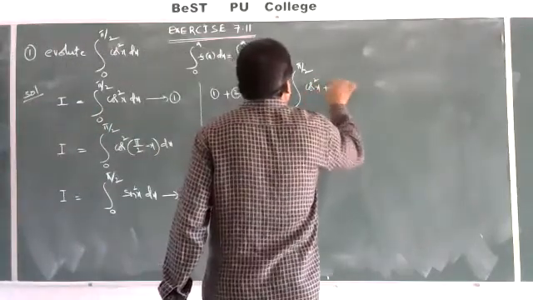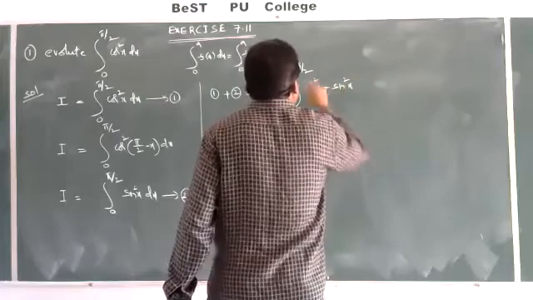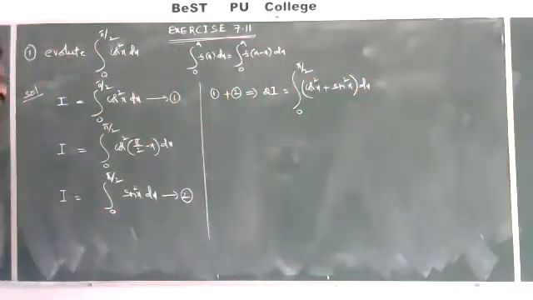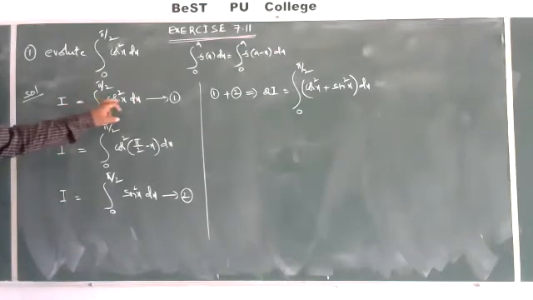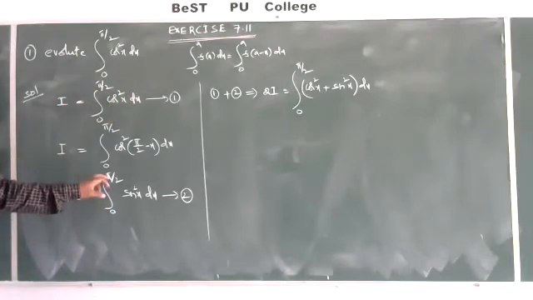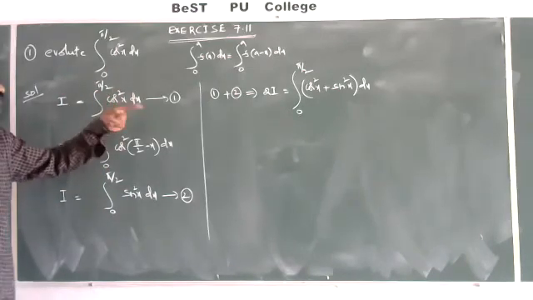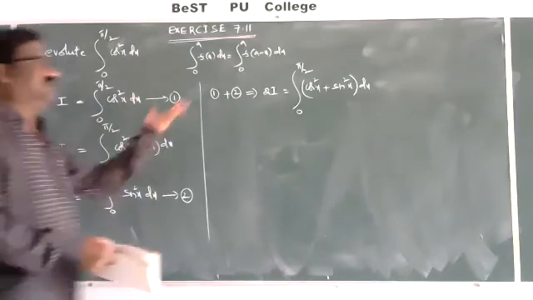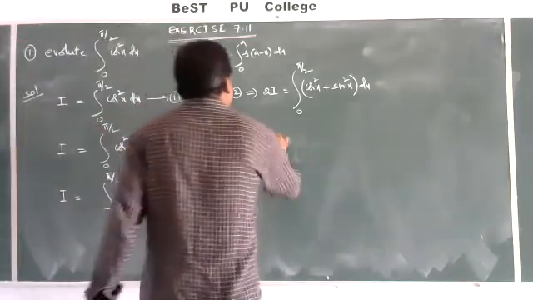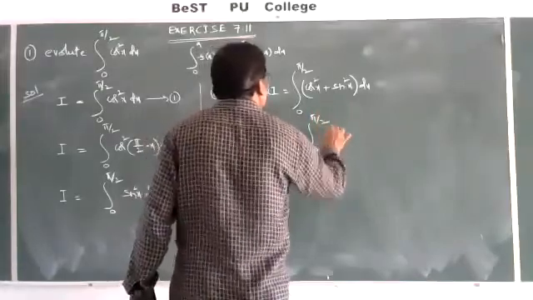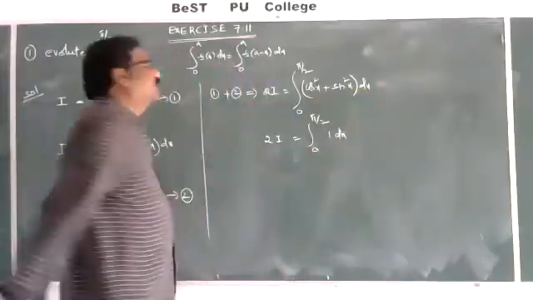Cos square x plus sin square x into dx. Okay. This is integral 0 to pi by 2 cos square x, this is integral 0 to pi by 2 sin square x. Same integral, same limits. That's why integral 0 to pi by 2 of cos square x plus sin square x, that is 1. 2I is equal to integral 0 to pi by 2 of 1 dx.